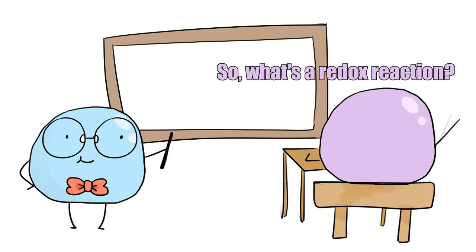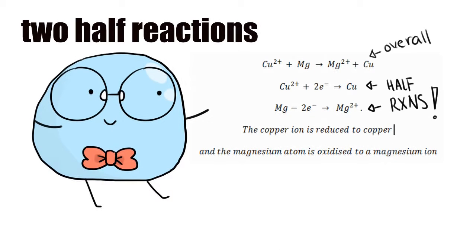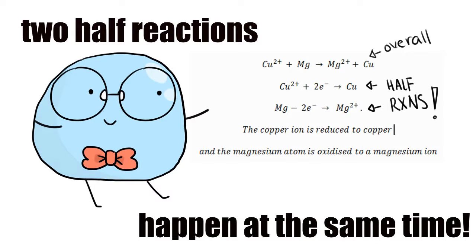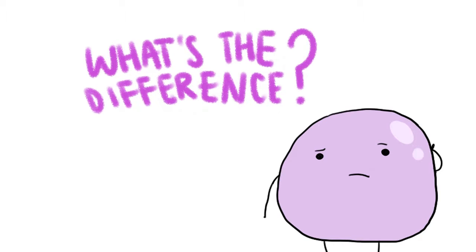So, what's a redox reaction? Well, a redox reaction is when two half reactions are happening at the same time. The red stands for a reduction reaction, and the ox represents an oxidation reaction. But then, what's the difference between the two?